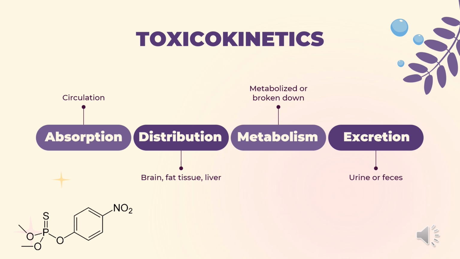The concentration of methyl parathion at the site of action determines its toxicity. It depends on 4 stages, which are ADME, or we can call it toxicokinetics. Firstly, it will be absorbed into circulation, then distributed to various tissues, followed by metabolism or being broken down, and lastly excretion either through urine or feces.